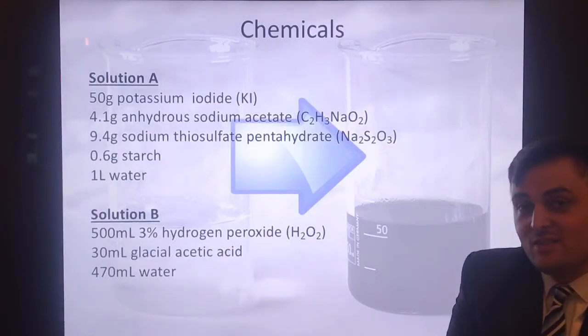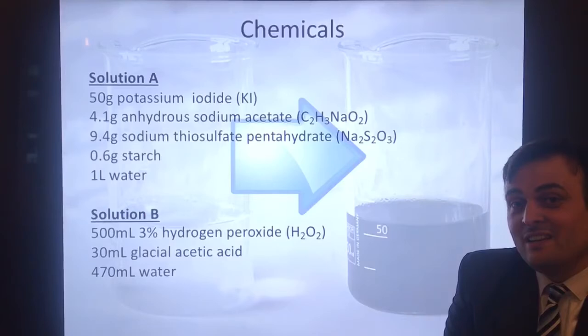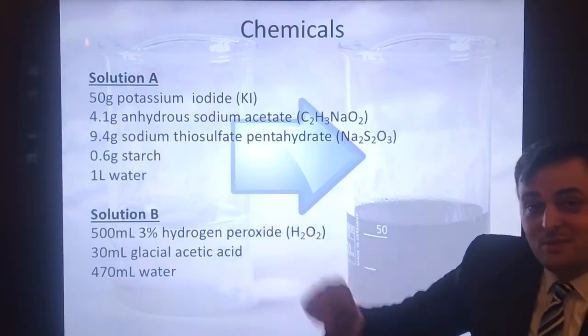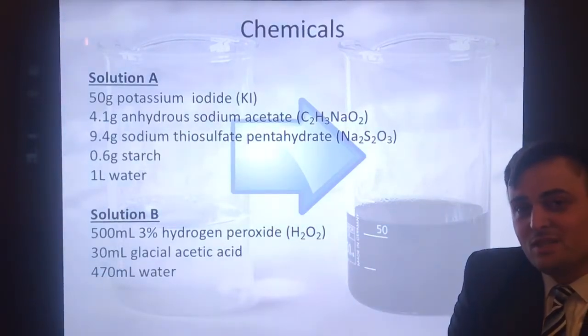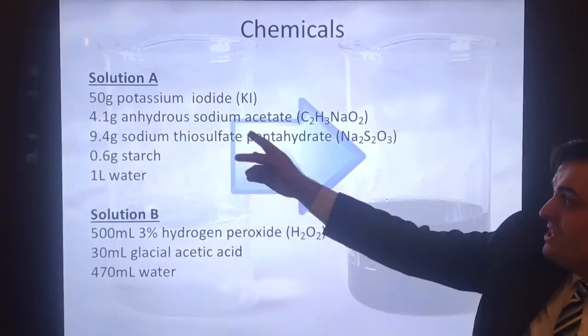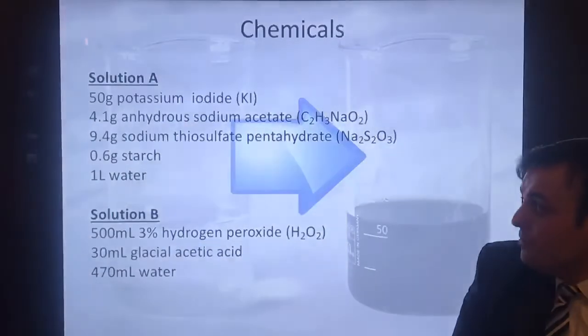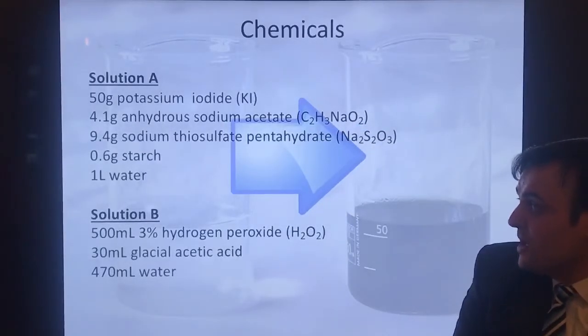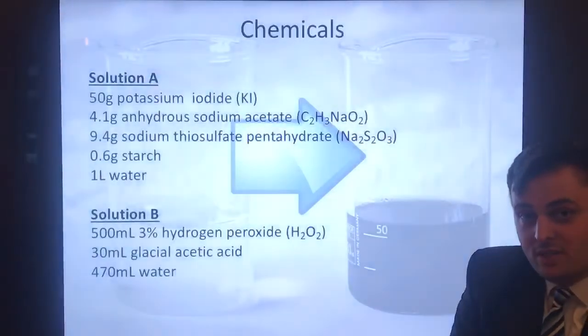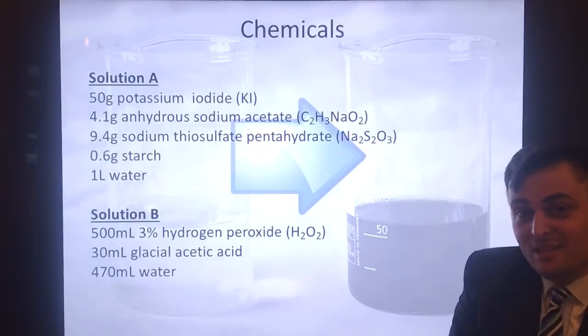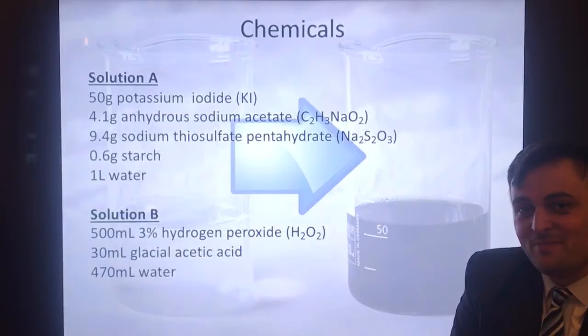Cloudiness indicates undissolved starch, so keep heating and stirring until you see a clear solution. Once the solution becomes clear, add 50 grams potassium iodide, 4.1 grams anhydrous sodium acetate, followed by sodium thiosulfate, and top this up with 500 milliliters water. Label it as solution A and mix them together thoroughly, and solution A is ready.